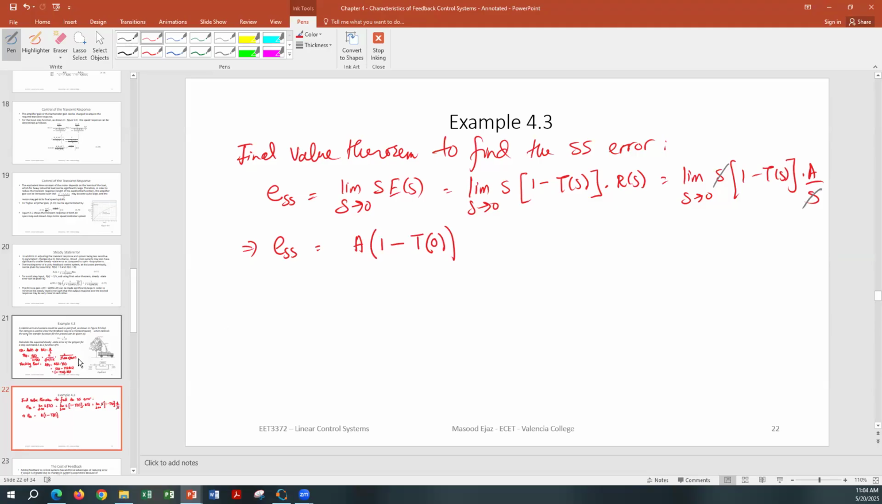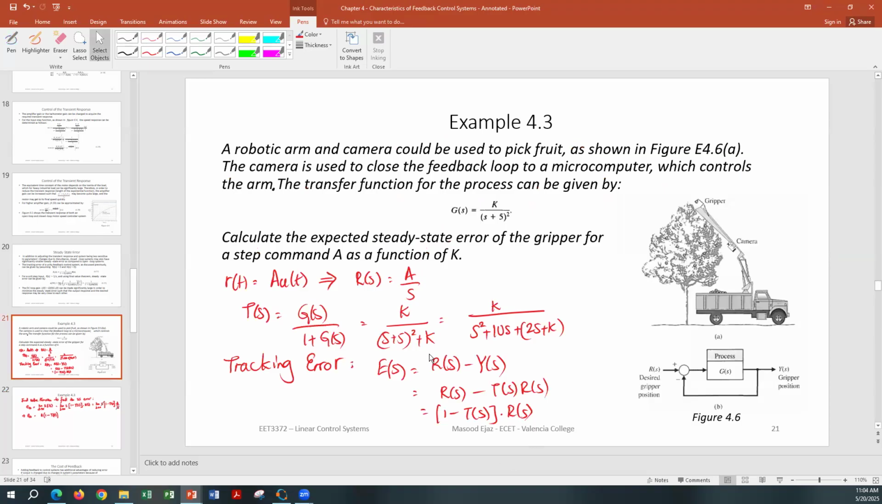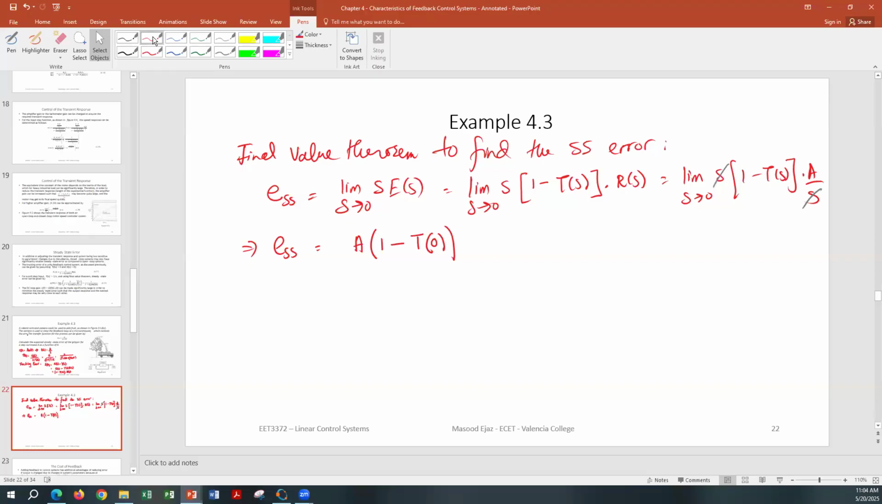So let's go ahead and look at what is the value of the transfer function at DC. When we put s is equal to 0, we're going to have k, s will be 0, this s will be 0, so k over 25 plus k. A times 1 minus k over 25 plus k. 25 plus k minus k is 25 over 25 plus k.